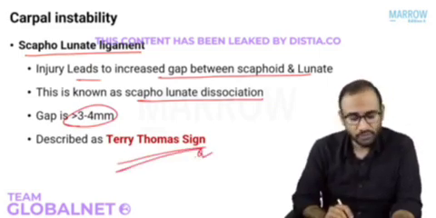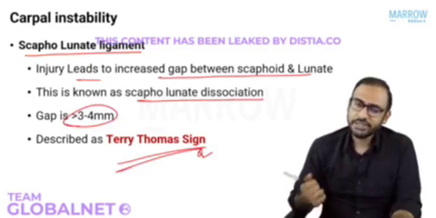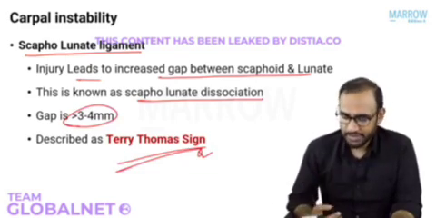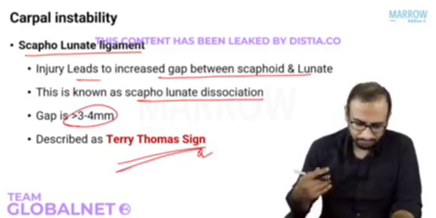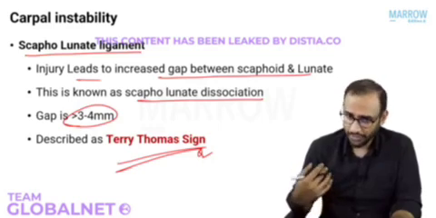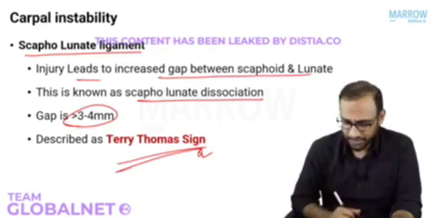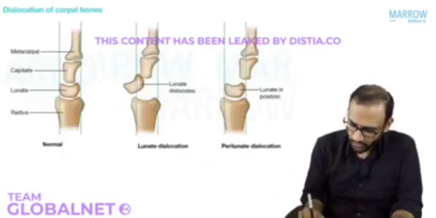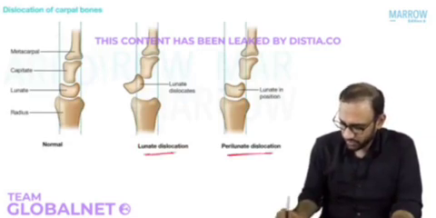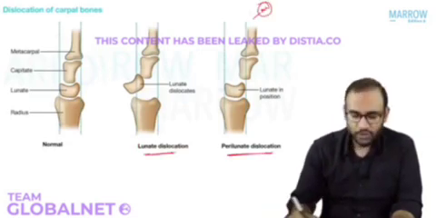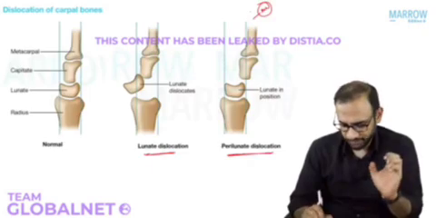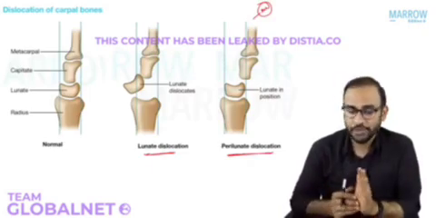Okay. Now, if this carpal instability is unattended and no treatment is applied to it, what will happen is the carpals will start to dislocate. So there are two types of carpal dislocations. One is a lunate dislocation, the other is a perilunate dislocation. Please remember, perilunate dislocation is more common than lunate dislocation.